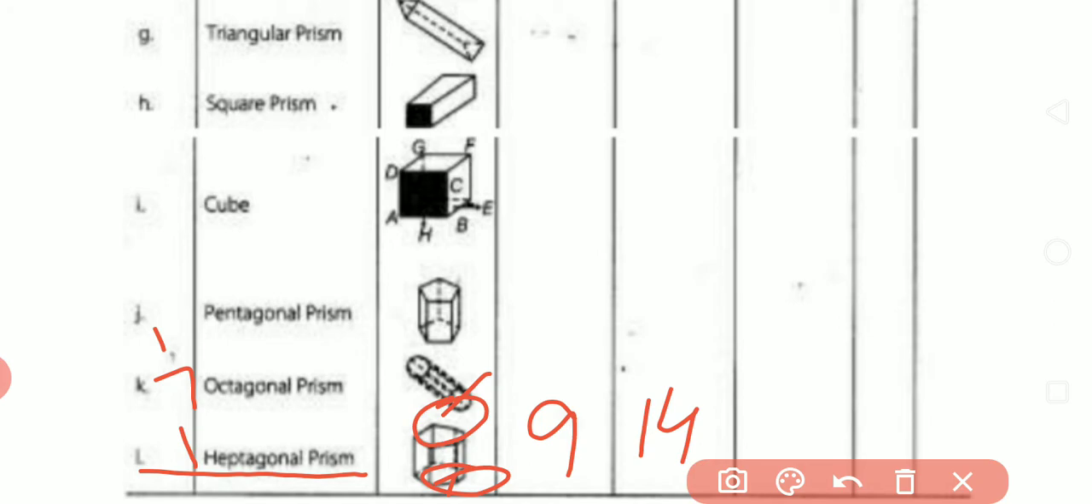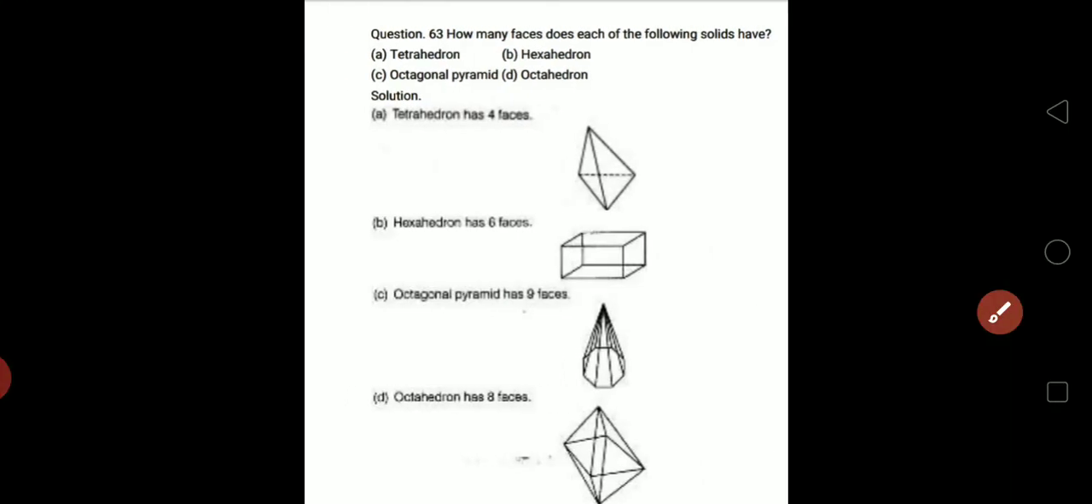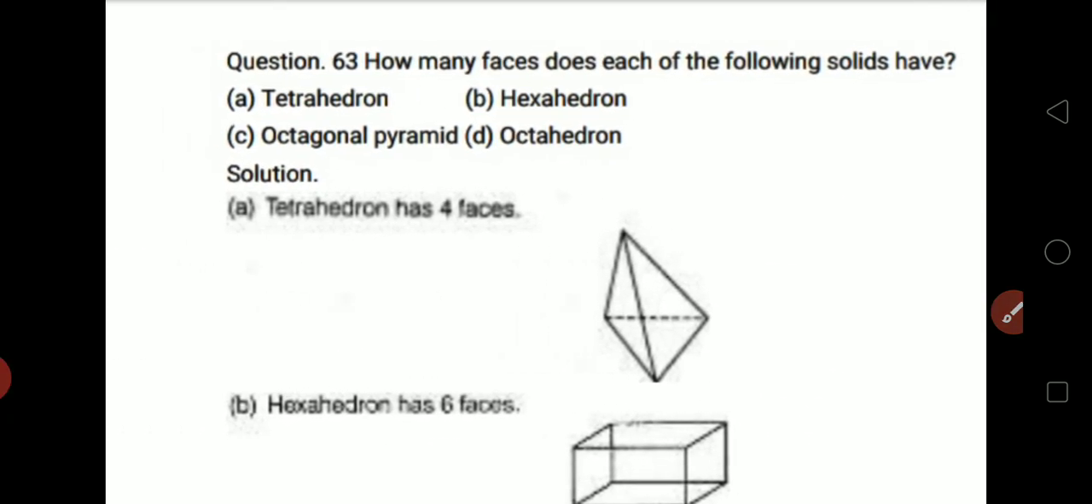How many edges will it have? 7 at the top, 7 at the bottom, 7 in between them, the side edges. So there are 21. So let us find f plus v, that is 14 plus 9 is 23, right? And e plus 2, that is 21 plus 2, is also 23. So you can say that heptagonal prism is also a polyhedron because all satisfy Euler formula.